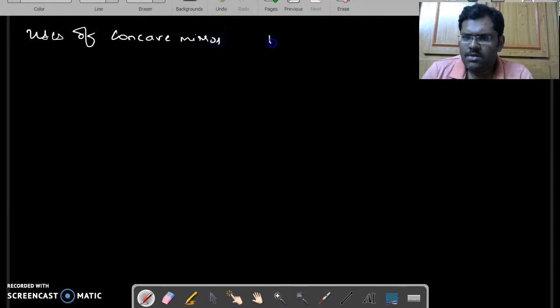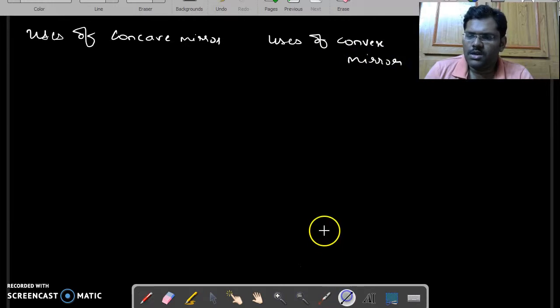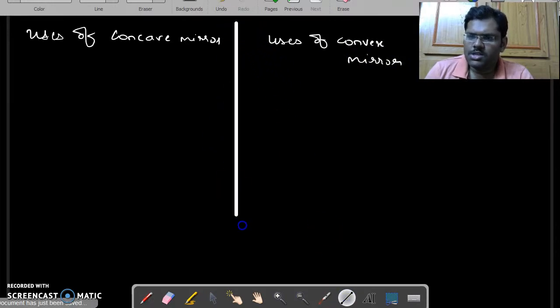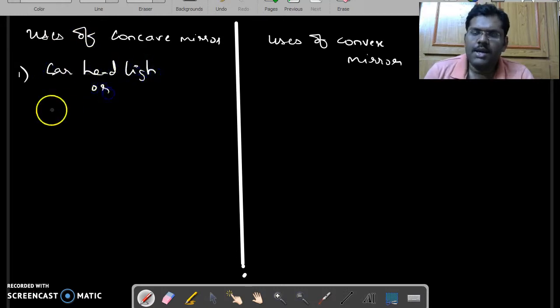So, another one: uses of convex mirrors. Where are we using these convex and concave mirrors? Let us see here. In which cases are we using them? The first one, the concave mirror, is used in car headlights, or we can say torch lights also. We are using it in torch lights.